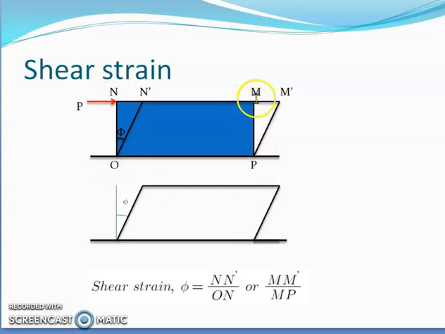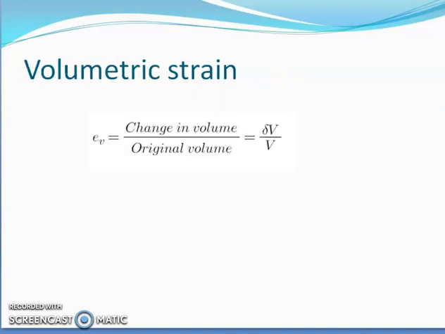Or else we can measure this side of the angle over this side. So tan phi is equal to M dash divided by MP. Since the angle will be very low, tan phi can be taken as phi. So phi is equal to N dash divided by ON or M dash divided by MP. So this is shear strain.